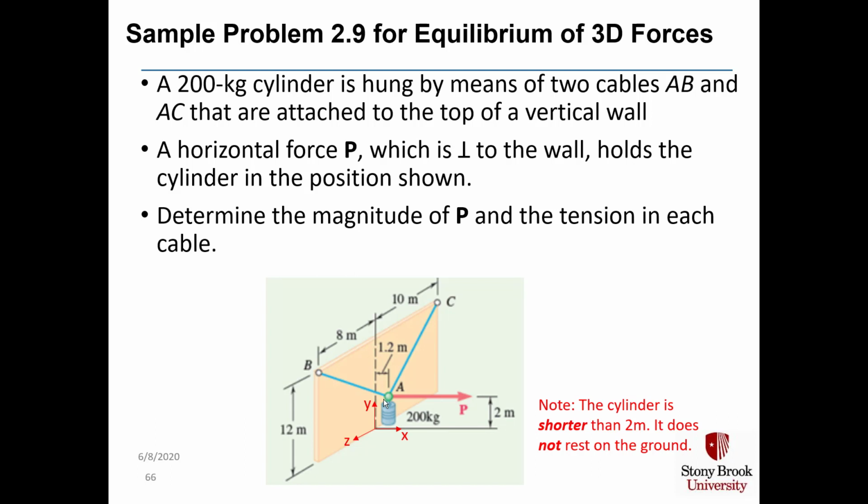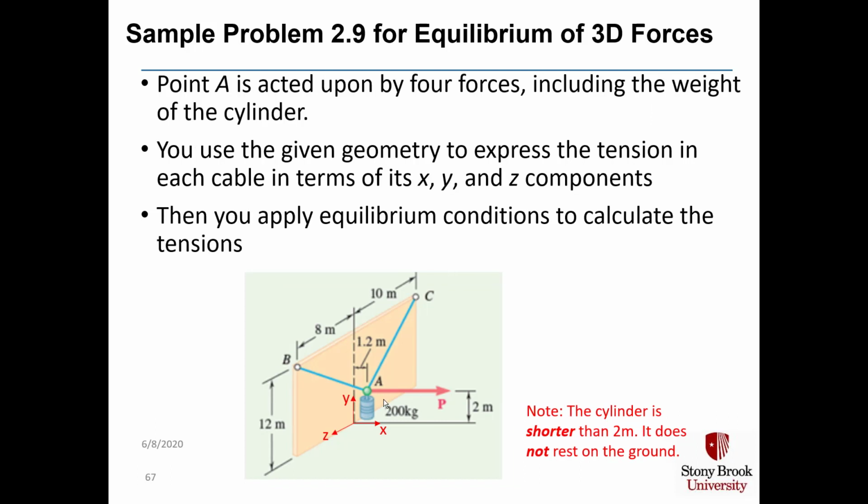Our job is to determine the magnitude of force P and the tension in each of the cables AB and AC. Point A, which is the top of the cylinder, is acted upon by 4 forces, including its own weight, represented by the mass 200 kilograms. You can use our geometry in this diagram to express the tension TAC and TAB in terms of its x, y, and z components. And then you apply the equilibrium conditions to calculate the tensions.